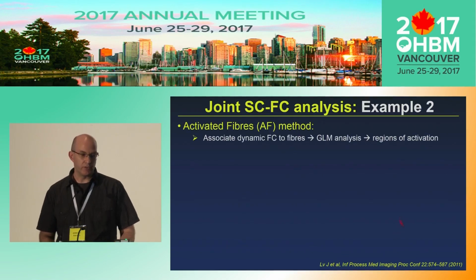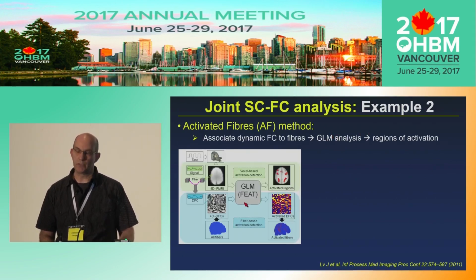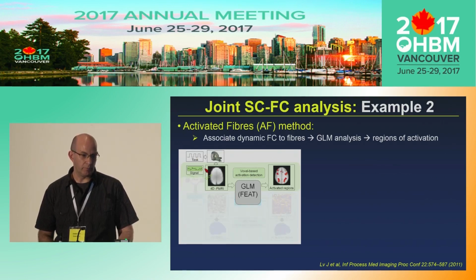So another of these methods, known as activated fibers, associates dynamic functional connectivity to each streamline in your tractogram, and then you do a standard fMRI type of GLM analysis to find what areas are activated. So to look at this in a bit more detail, we look at the flow graph in the paper. The top part is kind of the standard fMRI thing. You take an fMRI task activation, you get your fMRI data, you put it into some kind of GLM analysis, for example, and you get your network of activation.